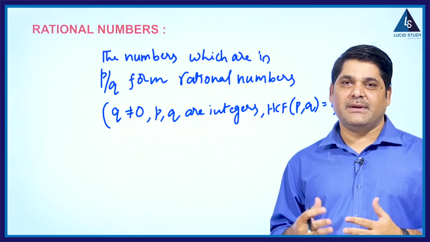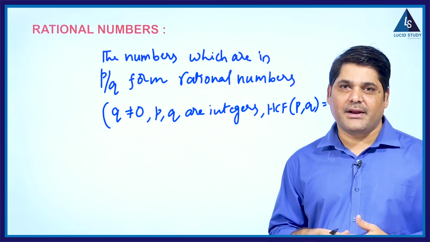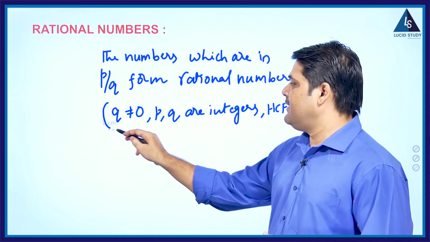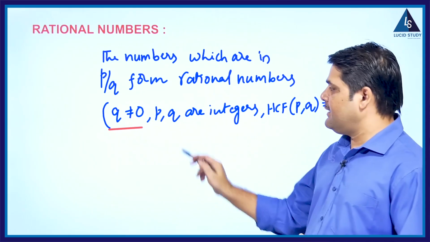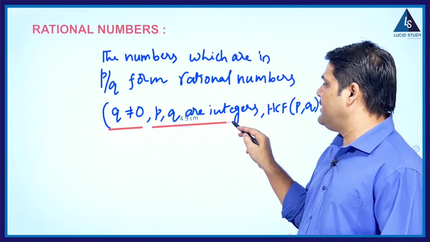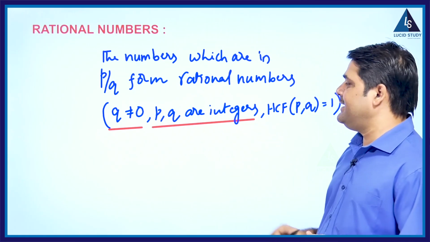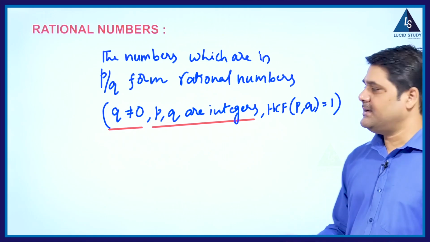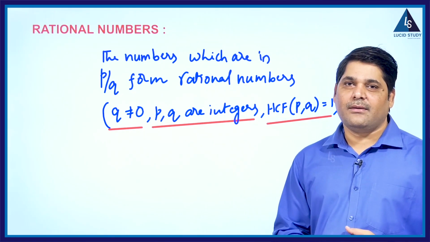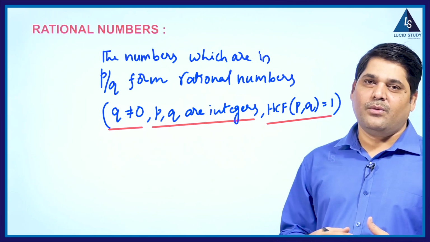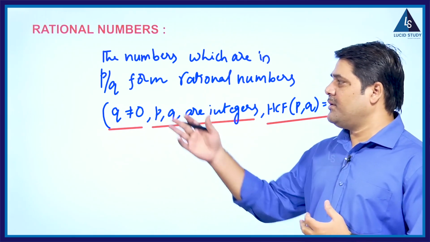But there should be conditions. These conditions are very important. What is the first condition? The denominator should not be 0. And the second condition, the numbers p and q, whatever they are, should be integers. And the last condition, HCF of p and q should be 1. HCF, as you already know, means highest common factor. What do you mean by that?